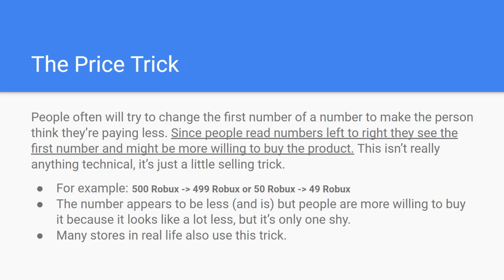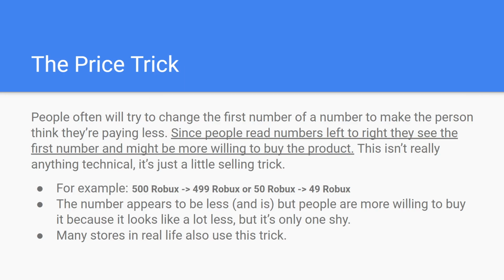The price trick. You don't really have to use this, but this was something I just added. People often will try to change the first number to make the person think that they're paying less. Since people read numbers left to right, they see the first number and might be more willing to purchase the product. This isn't really anything technical, it's just a little selling trick. For example, you might change 500 to 499 or something like 50 to 49.